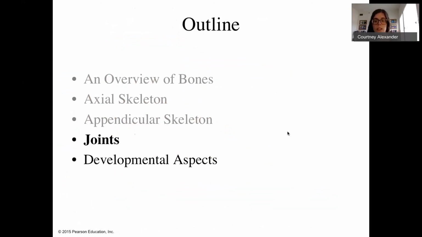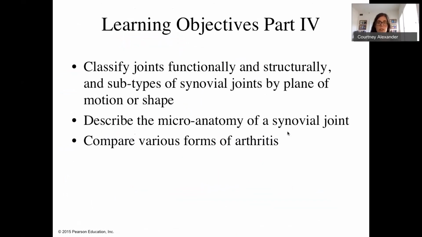In this video, we're going to discuss the joints of our body. Our learning objectives are to classify joints both functionally and structurally, as well as to talk about the subtypes of synovial joints and classify those by plane of motion or shape. We also want to describe the microanatomy of a synovial joint and compare various forms of arthritis.